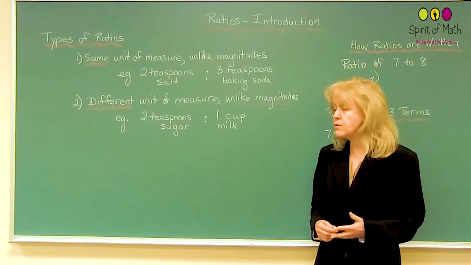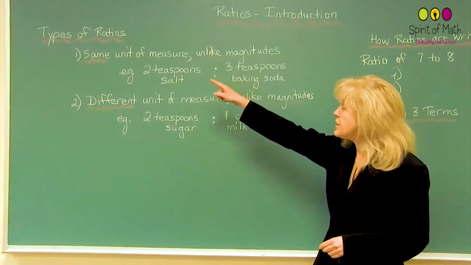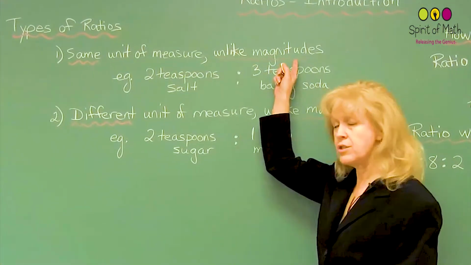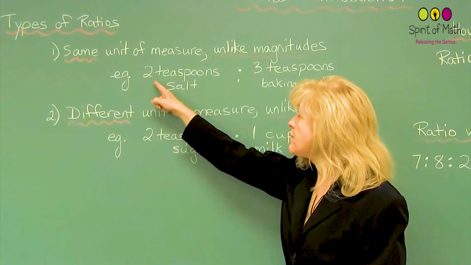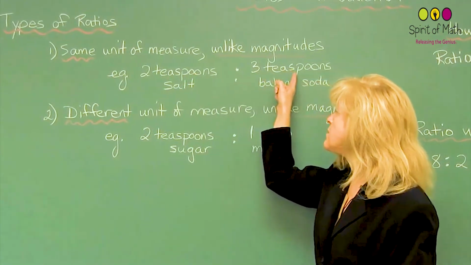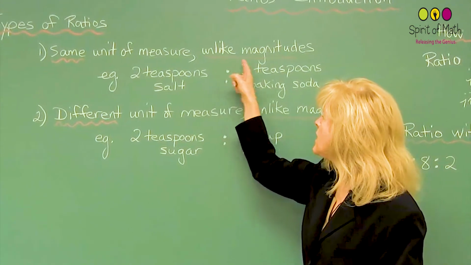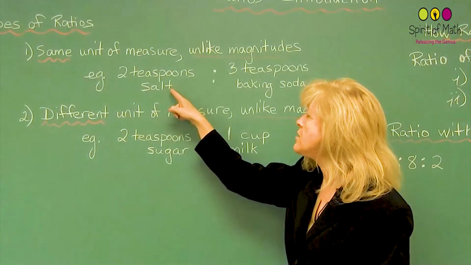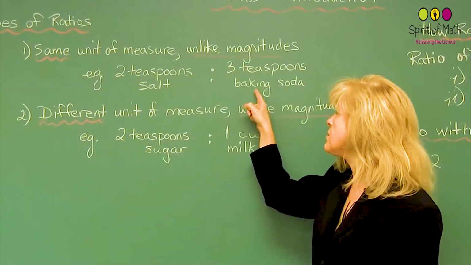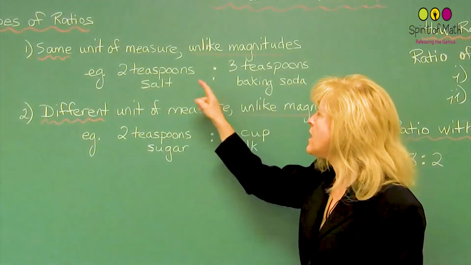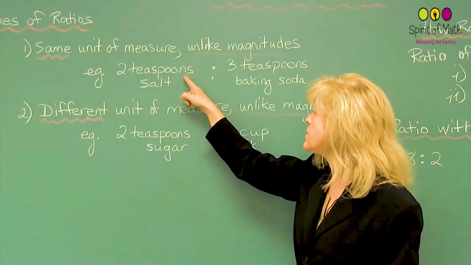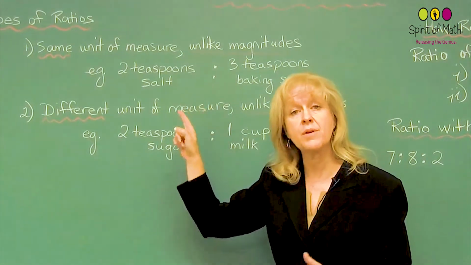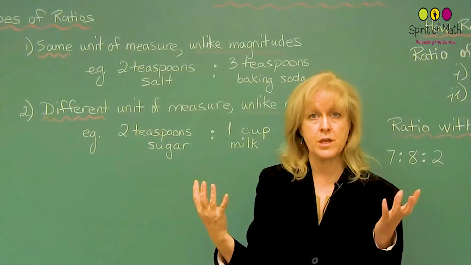First of all, there are two different types of ratios. The first type is the same unit of measure with unlike magnitudes. For example, you have 2 teaspoons to 3 teaspoons, but they're unlike magnitudes, so you have 2 to 3, and it happens to be 2 teaspoons of salt to 3 teaspoons of baking soda. The unit of measure is the teaspoons, and the unlike magnitudes are the numbers. That's just an example of a ratio. You're comparing one to the other.